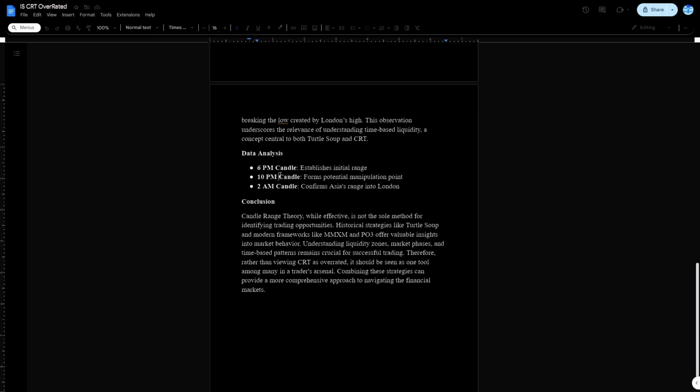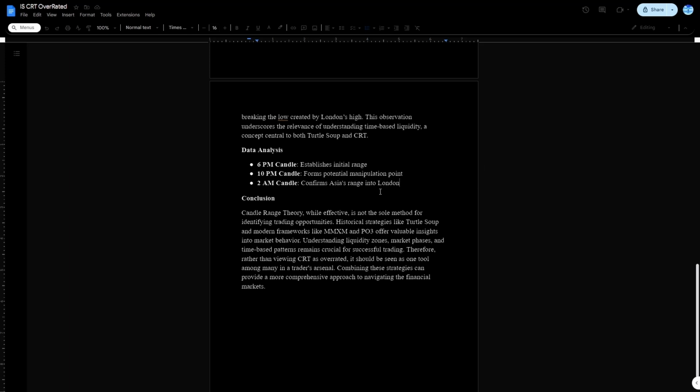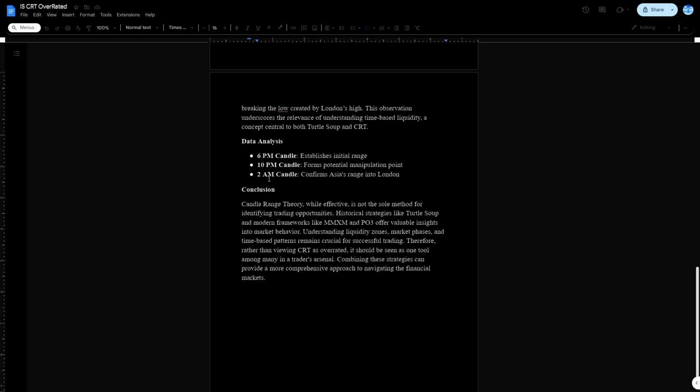Your 6 and 10 establish an initial range, you form a manipulation point, and or expand your initial range, right? And you don't usually manipulate and close right within Asia, but you form your potential high that can get manipulated, or low, excuse me, right? The 2 a.m. candle confirms the Asia range, into London, into its close, confirming that we've manipulated the range, right, with the 6 a.m. distribution candle following through.